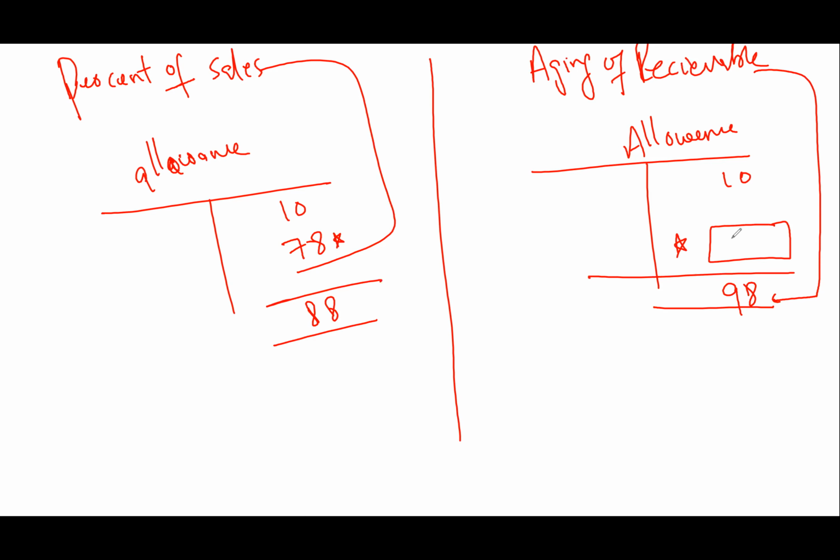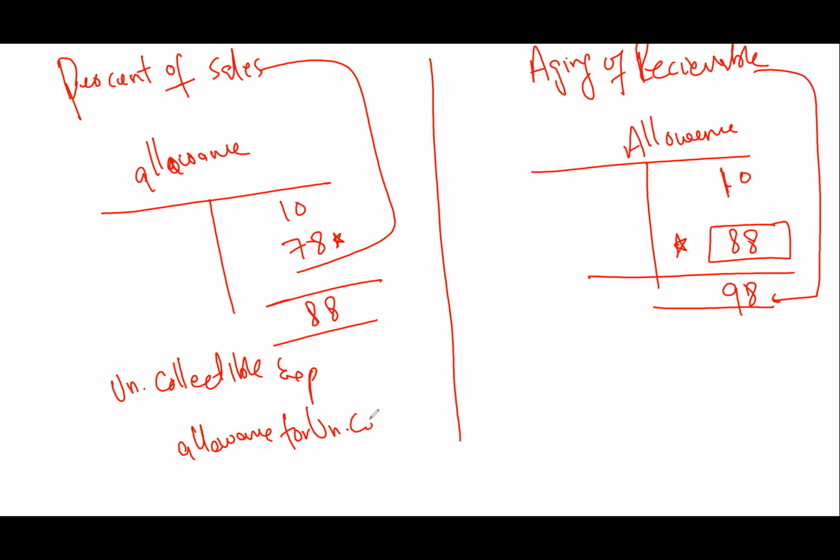So what is the figure? How can we calculate this figure? How much do we add to 10 to get 98? Right, we subtract that. Okay. So the entry would be the same: the uncollectible expense to allowance or reserve for uncollectible.